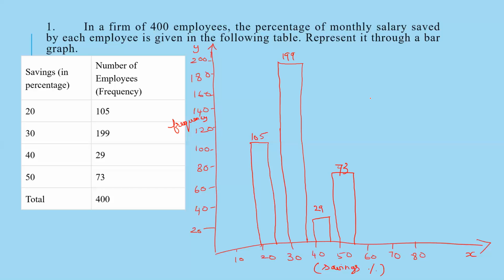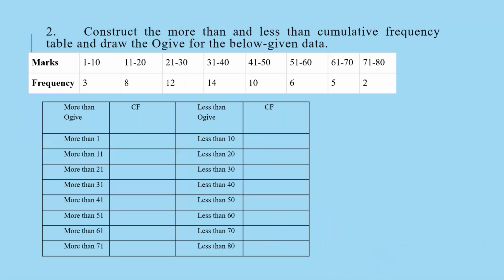It's a very clear question. Draw a bar graph. Now, this is a vertical bar diagram. You can represent this using a horizontal bar chart or diagram too. Okay? Okay. Let's move on to the second question.